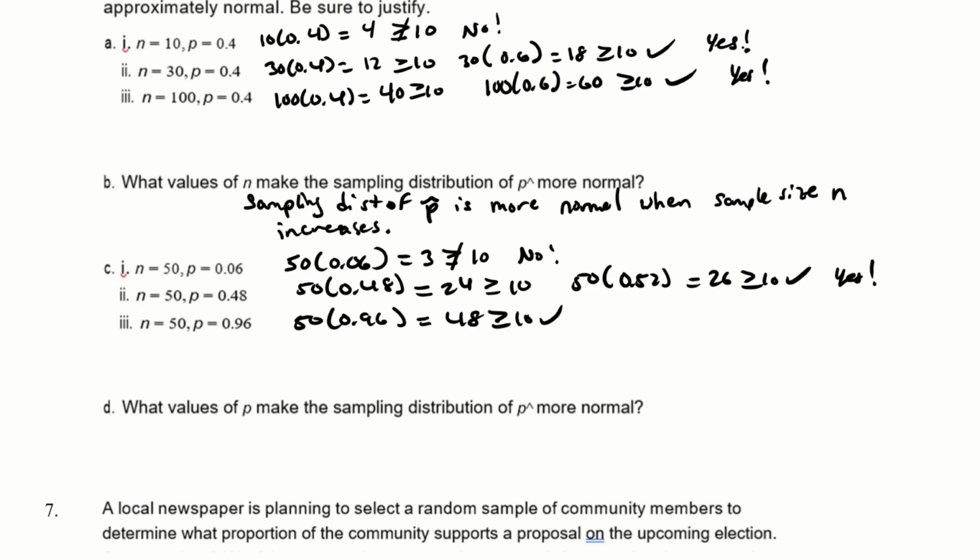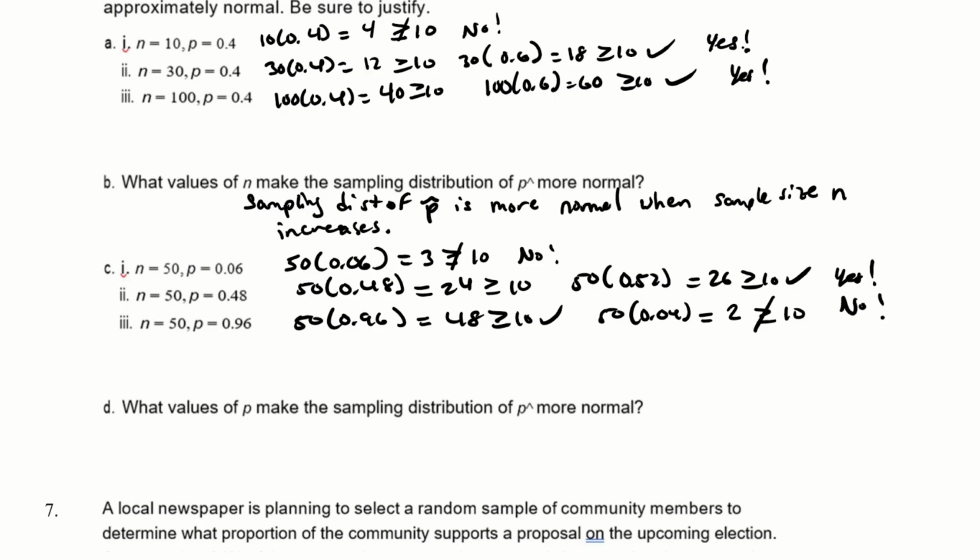And then 50 times 4% is going to be 2, which is not greater than or equal to 10. Okay, so that's a no. And so they're asking, okay, so we got 2 no's and a yes. What values of P are going to make the sampling distribution more normal?